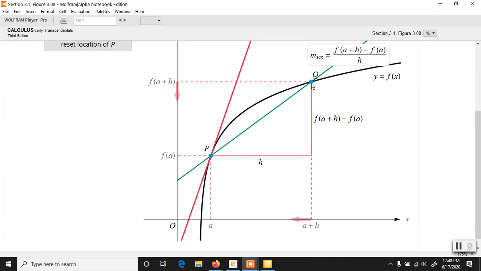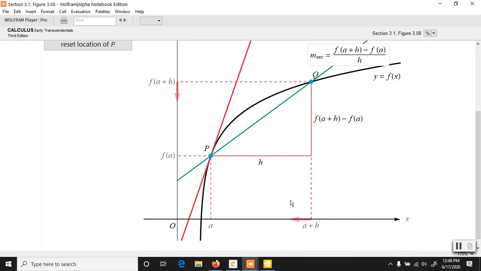Point Q is a little bit further away. Notice horizontally it's h units away. You can see that a little bit better down here. Now notice that the slope of that green line is going to be considerably less than the slope of the tangent line. The idea is to approximate the one with the other. Okay, now the approximation of the slope of the secant line to the slope of the tangent line in the current view is pretty lousy, okay?